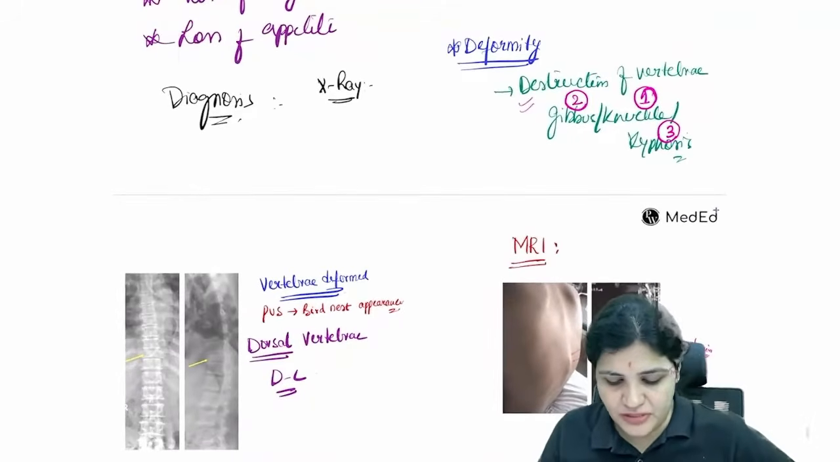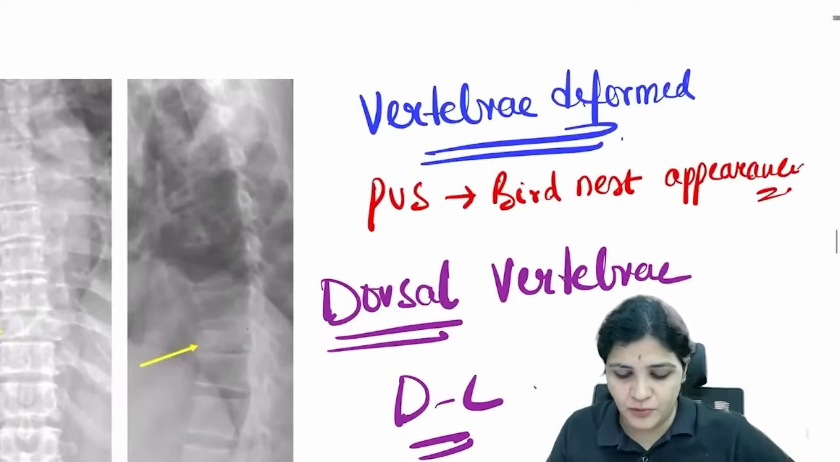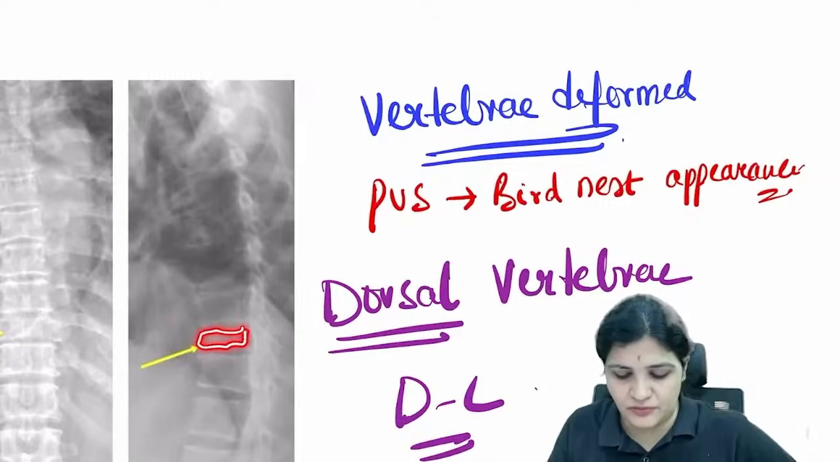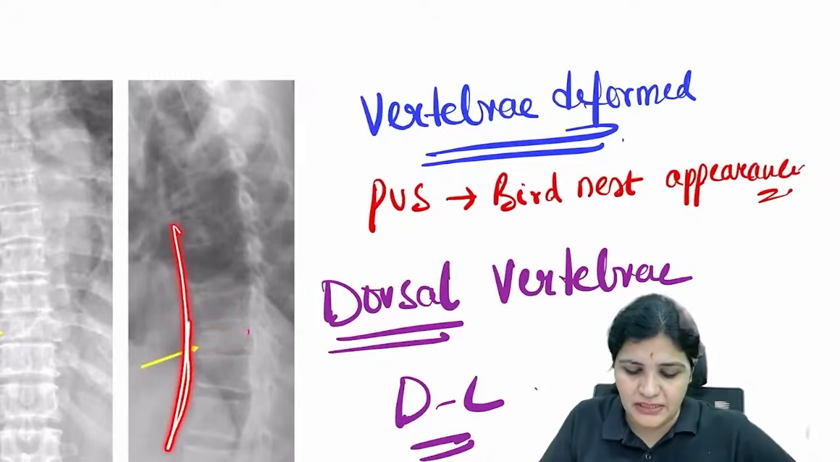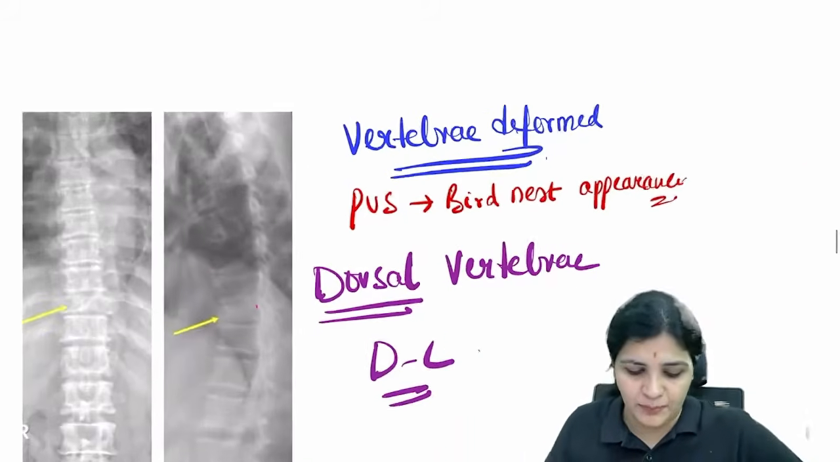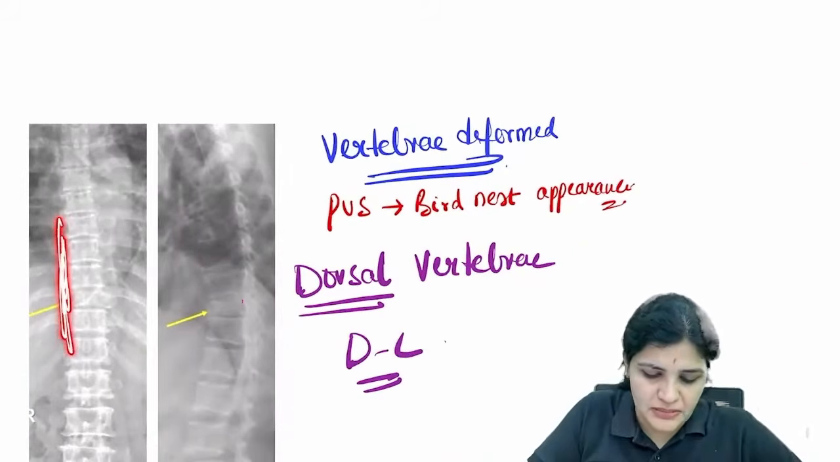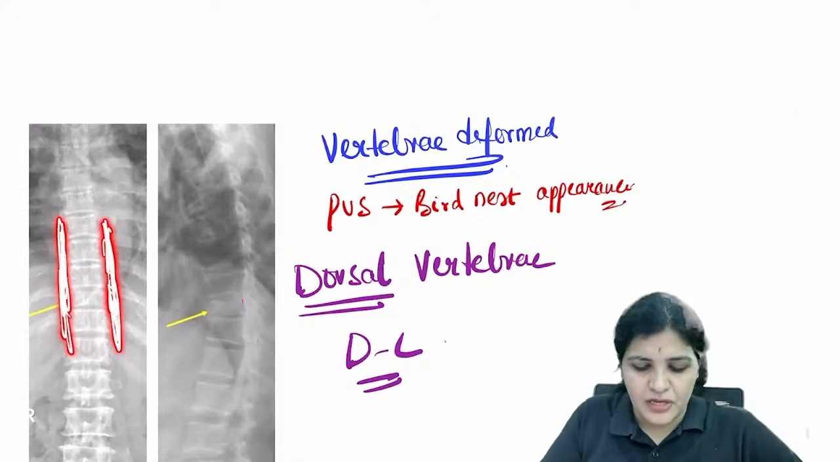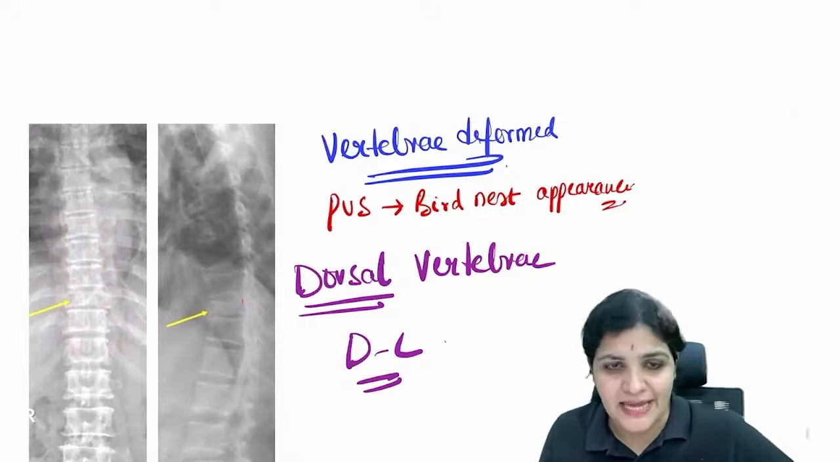This is the X-ray of the TB spine, where you see again the deformed vertebrae. There is a reduction in the height of the vertebrae. So this is the reduction in the height of the vertebrae, right? And sometimes you can see the pus, it is following like this. So this is the bird nest appearance on the AP view we see. So this pus will be present here, and this is present here. So it will appear as a bird nest abscess.